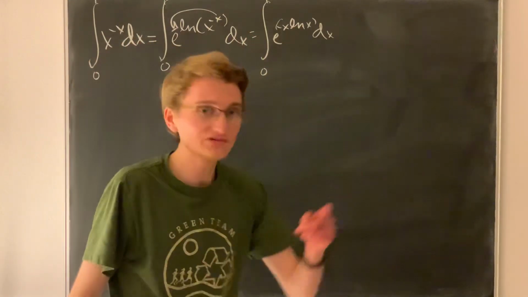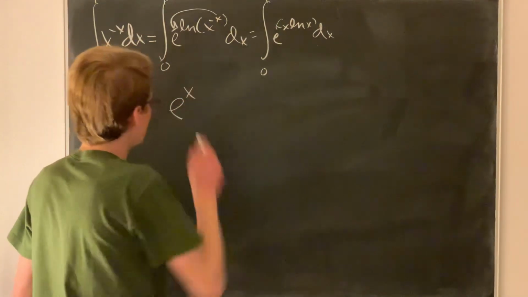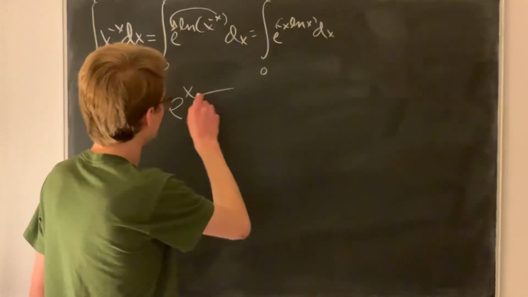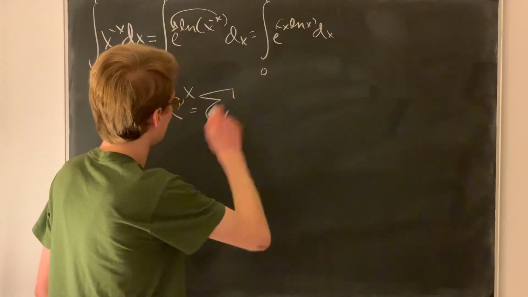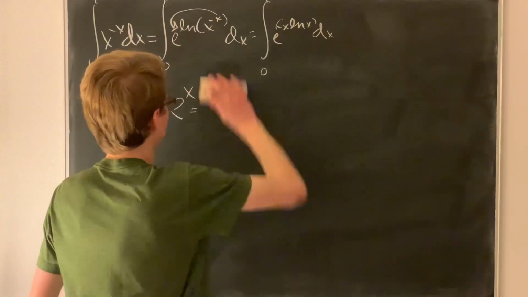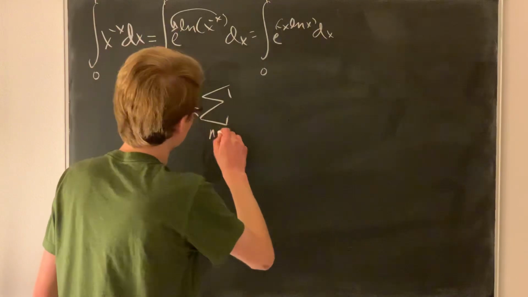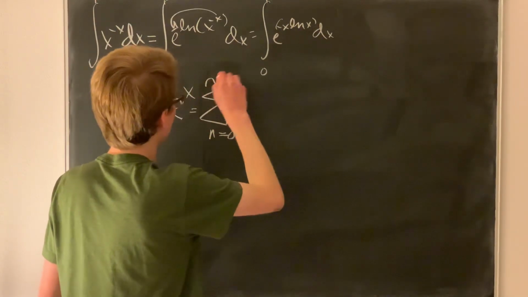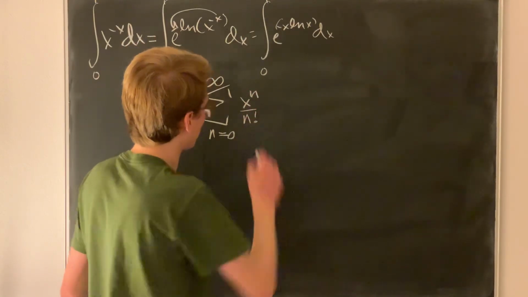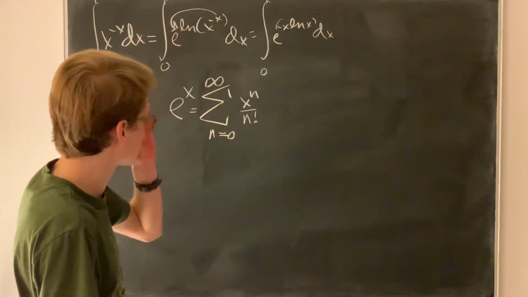But now, let's do something very interesting. If you recall, the Maclaurin series for e to the x is nothing more than the sum from n equals 0 to n equals infinity of x to the n over n factorial. This is simply the definition of the Maclaurin series for e to the x.